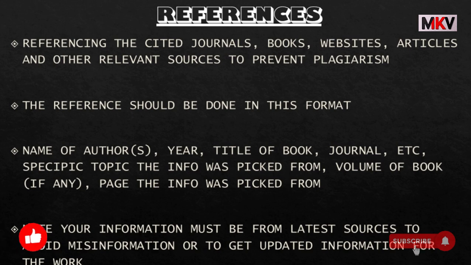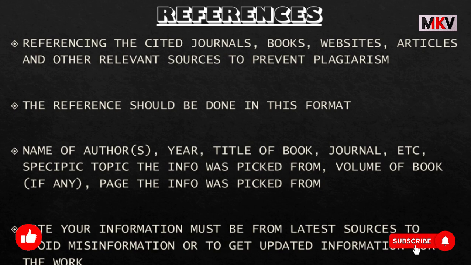Now, note that your information must be from the latest sources. So, picking information from journals and books, you're supposed to pick the ones that are updated to the latest news, the updates that the research group has made. You pick your information from those sources so that you are not misinformed about the work you are doing. So this is about the entirety of the report writing.